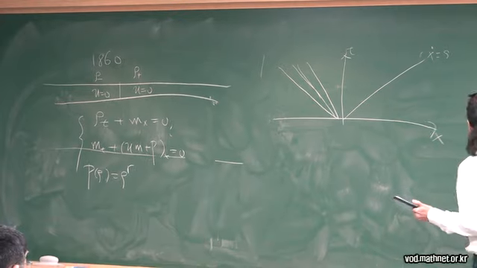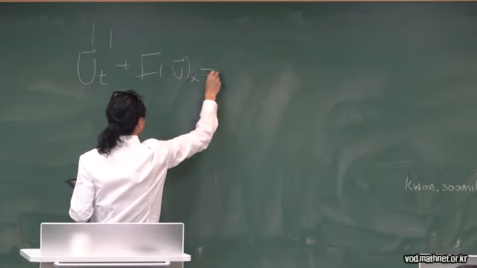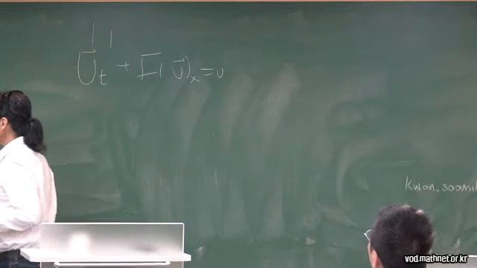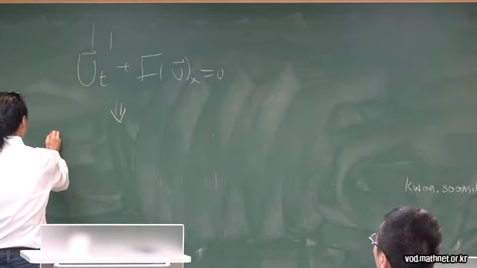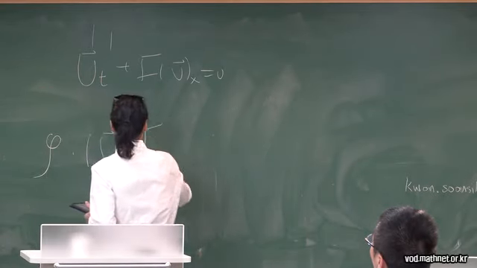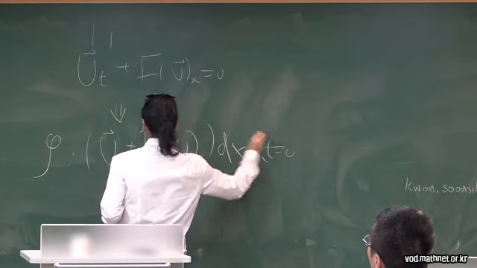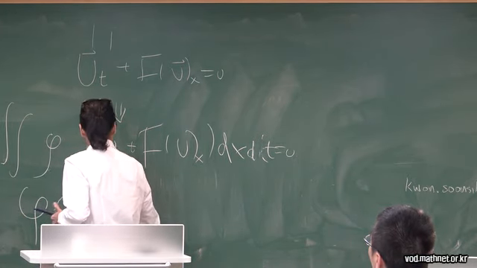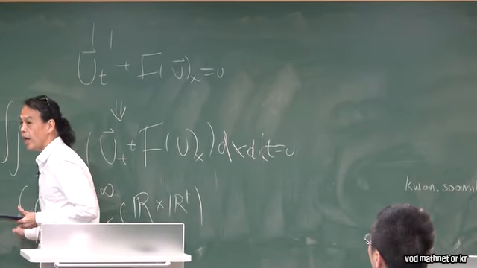The form of the weak solution is this. You have a system of differential equations. If the solution is smooth, then it makes sense. But if you want to accommodate solutions with discontinuity, you put the equation in weak form. You multiply by a test function phi and integrate: the integral of u phi sub t plus f of u phi sub x dx dt equals 0, for all test functions phi with compact support. And this f is in the Schwartz space.